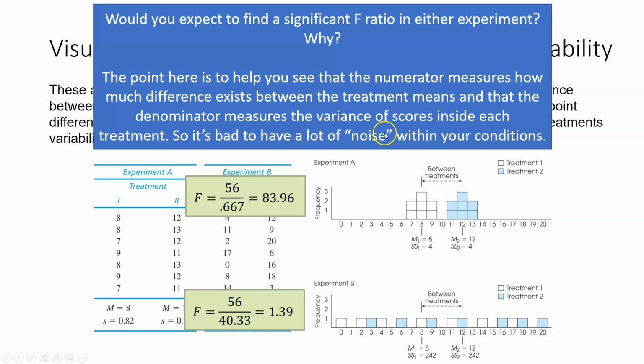So it's bad to have a lot of noise within your conditions, because when you pit against each other the treatment difference and the random error differences, you will see that you'll get a very large score if the differences are far apart, and a very small score if the differences are not that far apart.